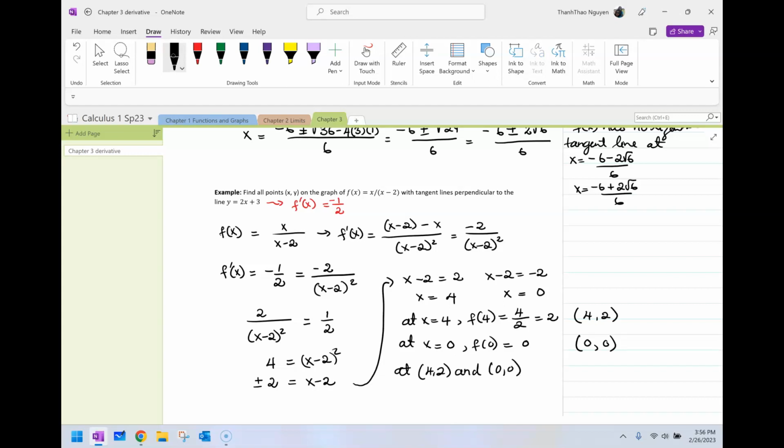So at the points 4, 2 and 0, 0, f of x has a tangent line that is perpendicular with the line.